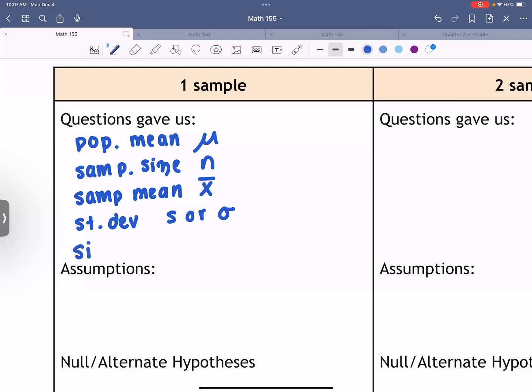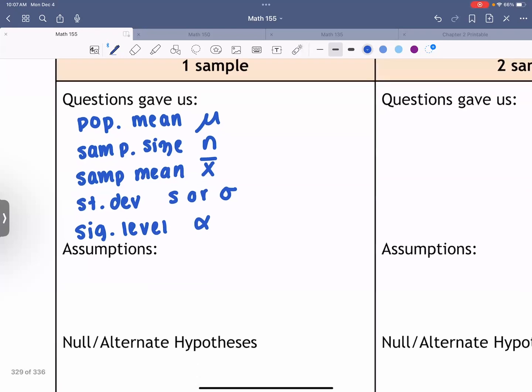Finally, we're given this thing called the significance level, which is called alpha, okay? I explain alpha as it's the probability of making a type 1 error, and we can't make it too small because it will increase the chance of a type 2 error. So that's kind of what alpha is.